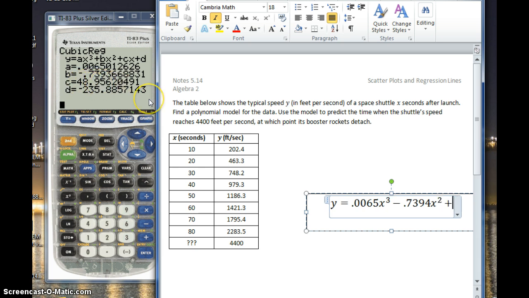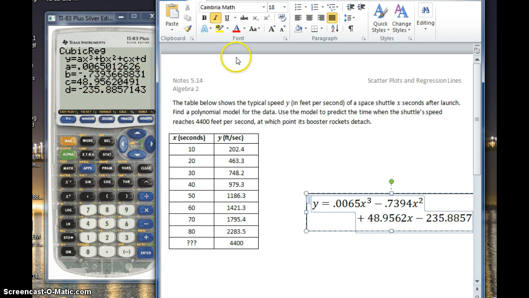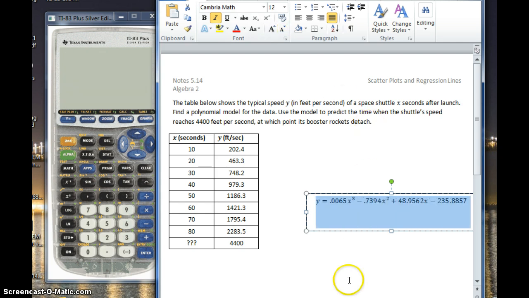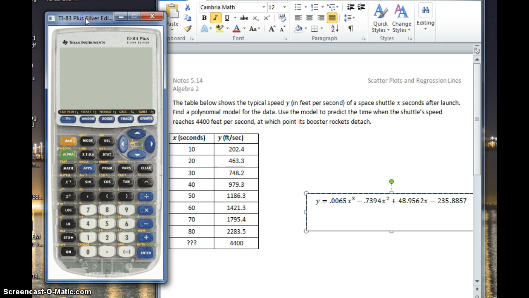The third number is 48.9562 x, and then the constant here at the end, d, is negative 235.8857. Okay. And so I'll reduce the text a little bit since it's too big to fit in one line. Okay, that would be the equation based on the calculator.